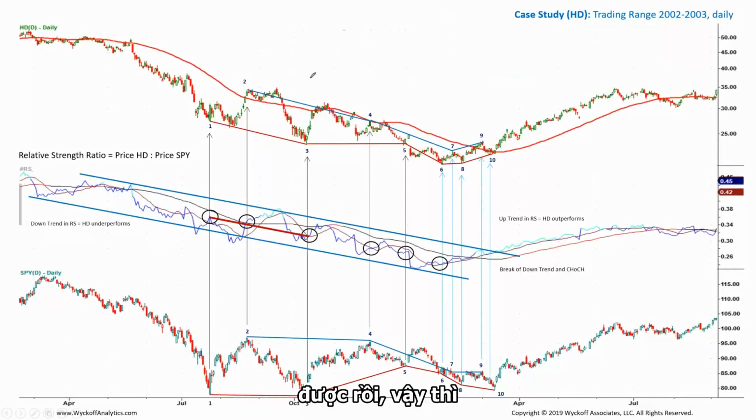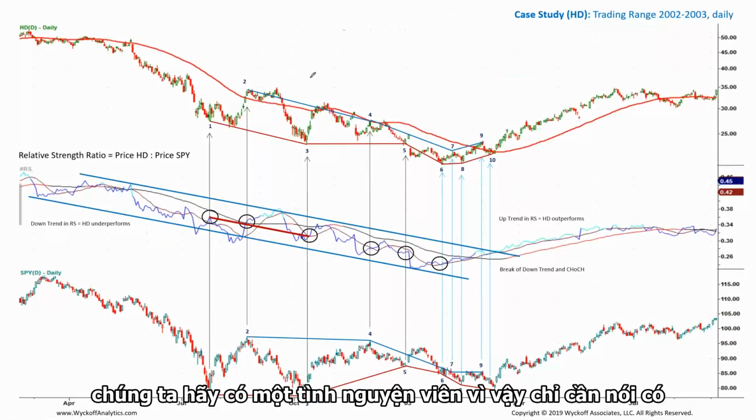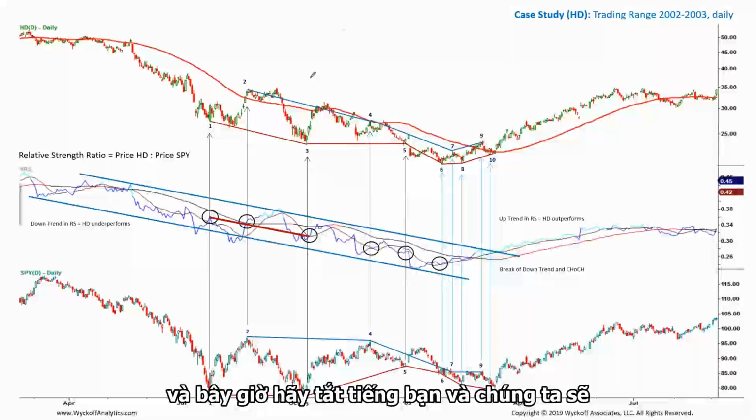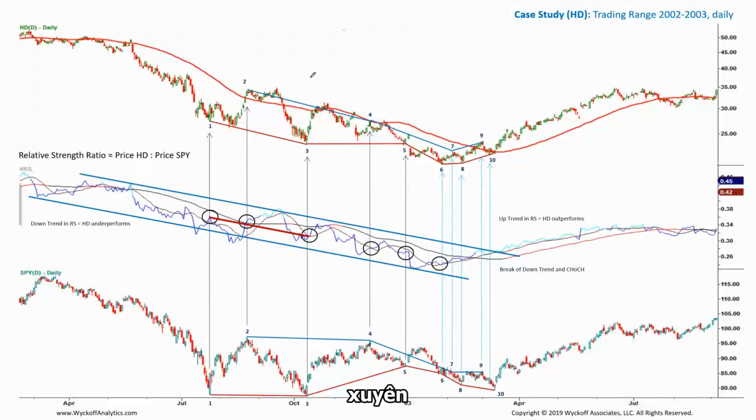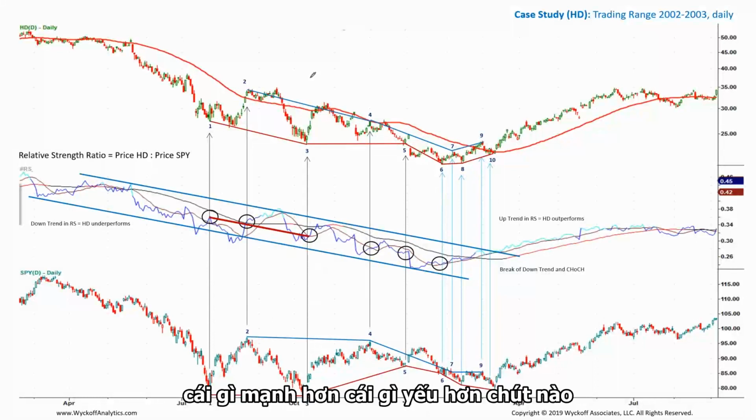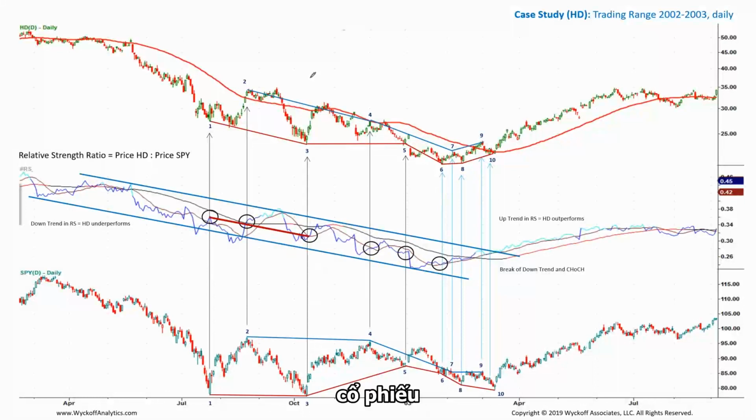All right, so let's do this. Let's have a volunteer, so just say yes. And I'll unmute you, and we're going to go through all of these points, and we'll talk about what is stronger, what is weaker at all of those points, the market or the stock. All right, volunteer? Anyone?